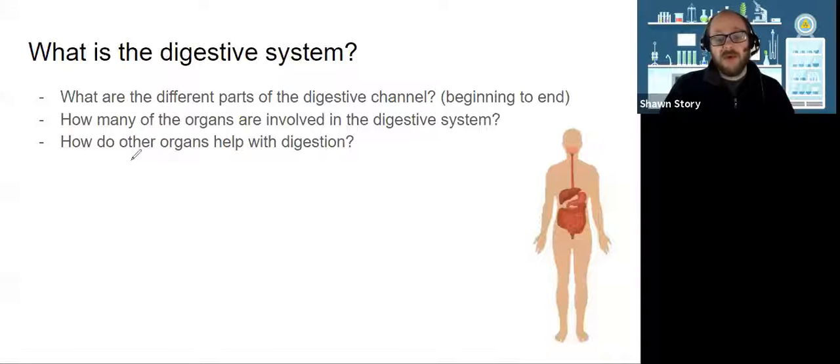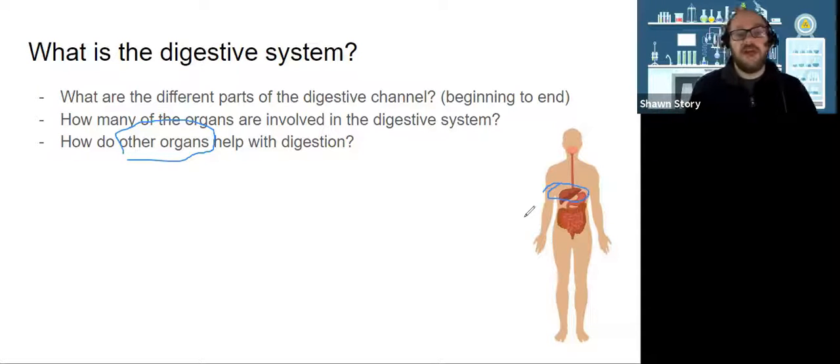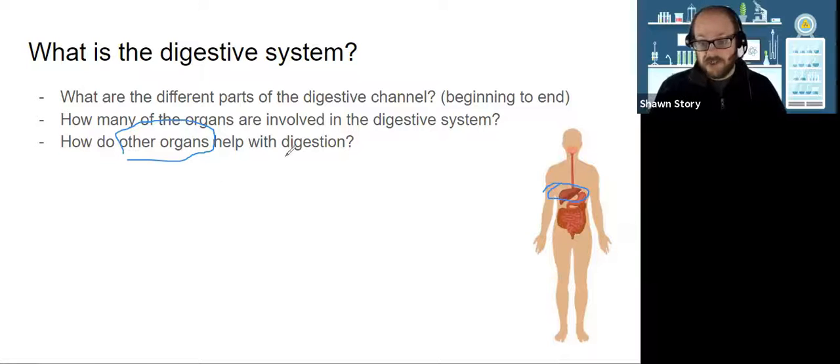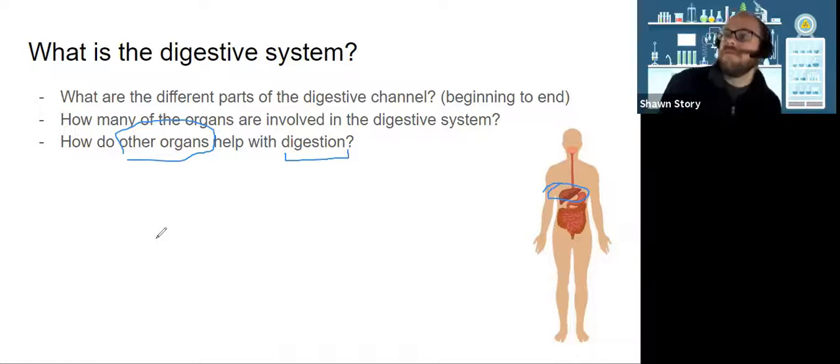And then how do other organs help? Like the liver was something we talked about, right? Its primary function is not digestion, but it does help. What does the liver do to help us with digestion? It's like a filter? Okay, yeah, I guess you could argue that because we're looking at the whole body, right?